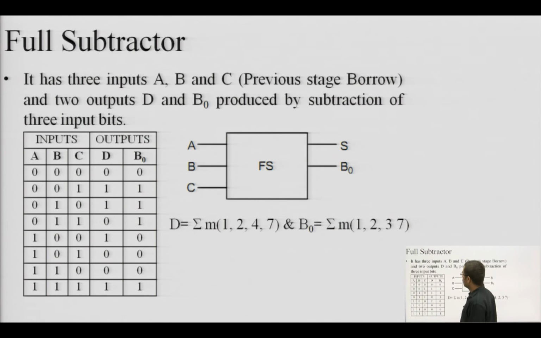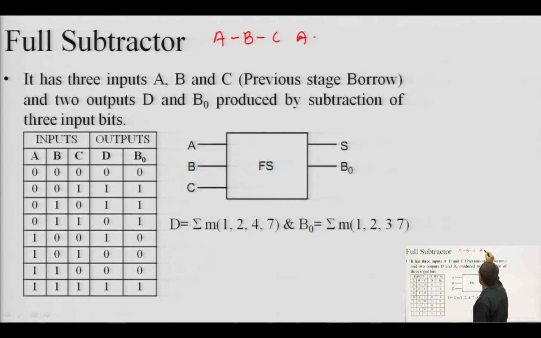Now, let us proceed towards the full subtractor. The previous one was the half subtractor, now we come to the full subtractor. Similar to the full adder, where there were 3 inputs which were added, now there are 3 binary inputs which are to be subtracted, and the subtraction will be done in such a way that it computes A minus B minus C. This is the table, there are 3 inputs now A, B and C, and difference and B naught are to be computed.